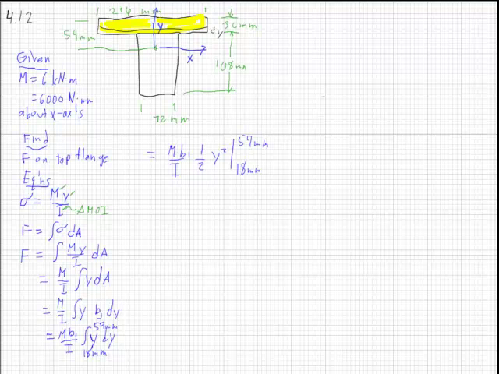So back to what we have and what we don't. This is given, b1 is given. Only thing we need to do is calculate I. We're going to break this cross section up into two sections. First is going to be the top. Second is going to be the bottom here. So we've got two rectangles, makes it fairly easy.